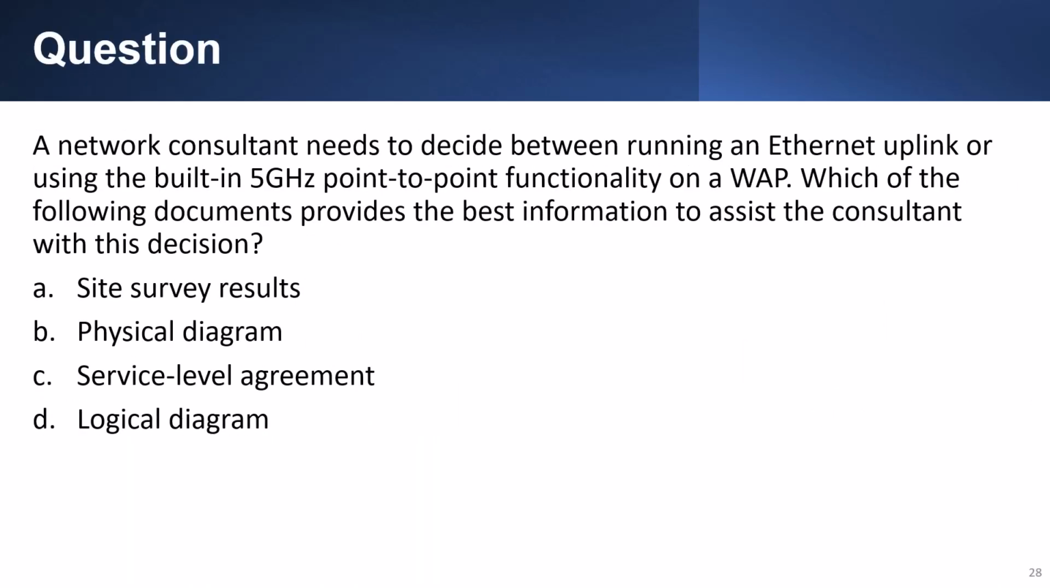Question: A network consultant needs to decide between running an Ethernet uplink or using the built-in 5 GHz point-to-point functionality on a wireless access point. Which of the following documents provides the best information to assist the consultant with this decision? Answer: Site survey results.